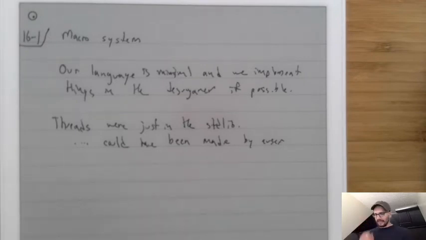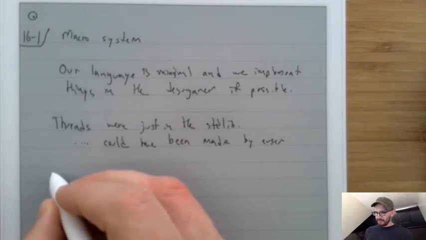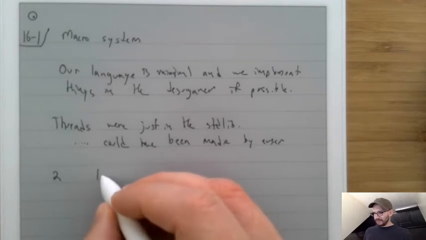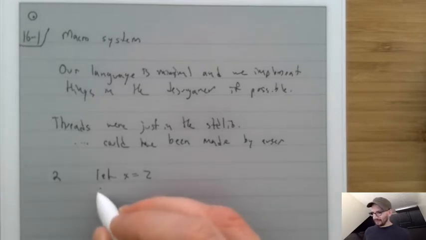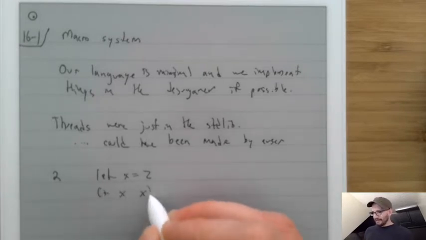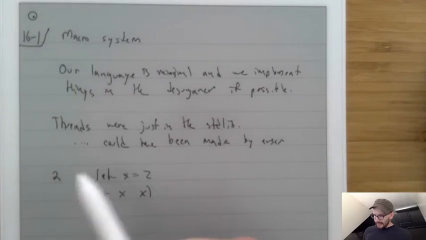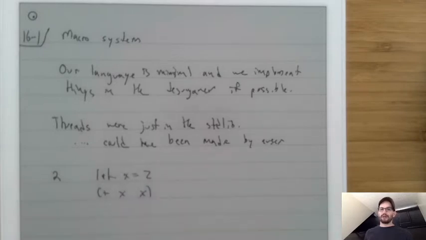So let's have an analogy. My language supports numbers, so I can write like 2, right? And I can give things names. So I can say let x equal 2, and I can do addition. So I can write let x equals 2 and then x plus x. Because my language supports numbers, naming variables, and doing addition, I can write this block of code.